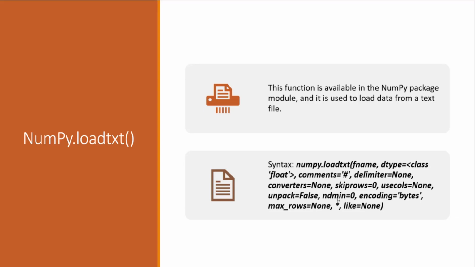Then the next one is ndmin. This parameter defines the minimum number of dimensions of the returned array, and by default the value set is 0. The next one is encoding. This parameter will help the user to decode the input file. And then the last one is max_rows. By default it takes a none value, and it is used to read all the lines, and it always returns the data read from the text file in the form of an n-dimensional array. Now let us take an example and understand the working of the numpy.loadtxt function.